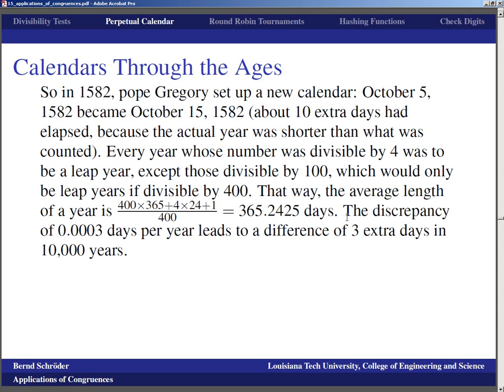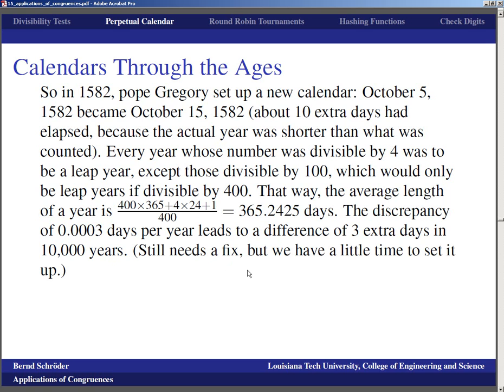365.2425 days. And so there remains a discrepancy of 0.0003 days per year. And that'll lead to a difference of 3 extra days in 10,000 years. So that is something that even on time spans that modern man is now comfortable working with, if we're looking at in terms of not just centuries but millennia, that's not going to make much of a difference.